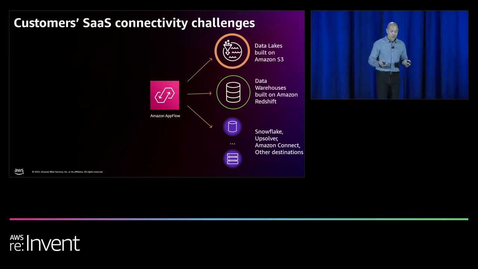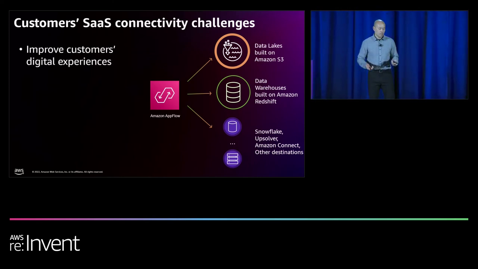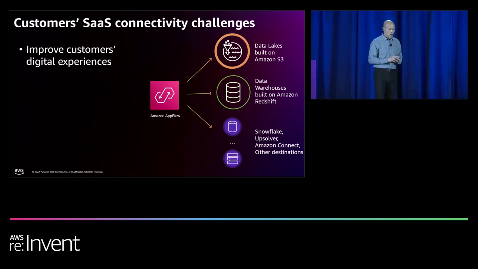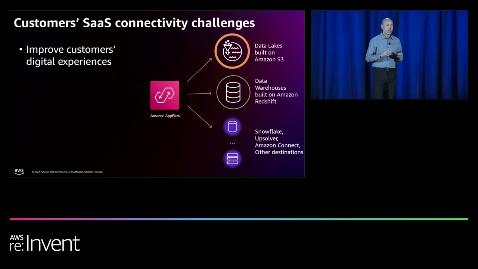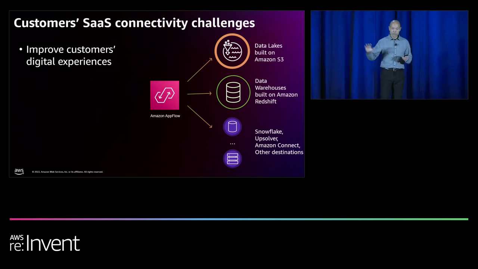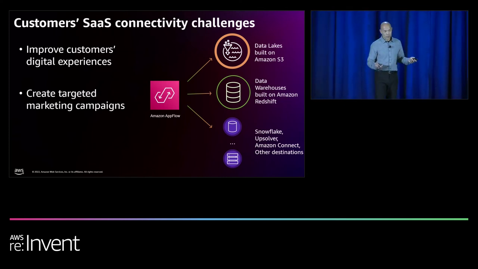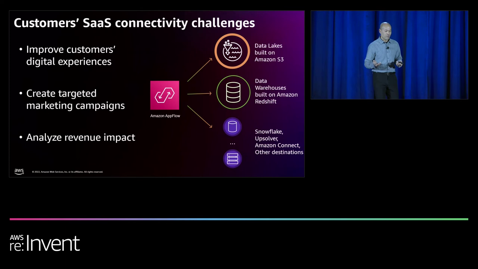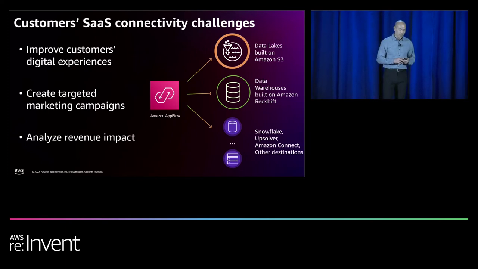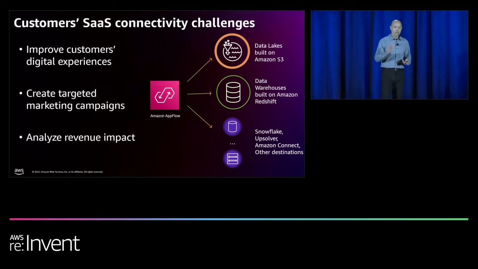Okay, so the third area customers asked us about is, can you help us with our connectivity challenges to SaaS applications? A couple of common examples: how do I improve my customer's digital experience? How do I pull data from Google Analytics, Adobe Analytics, Salesforce, and improve that journey that my customers go through? How do I create targeted marketing campaigns? How do I populate my data lake easily with SAP and Zendesk data and then run analytics on it and not have to worry about all the complexities commonly described in terms of APIs and integration? Another one, analyze revenue impact. How do I pull marketing data from Marketo, from Salesforce Marketing Cloud, and then again run analytics and machine learning on it?